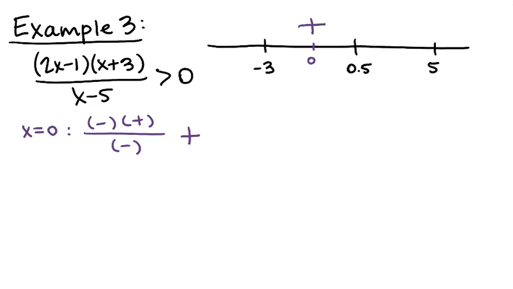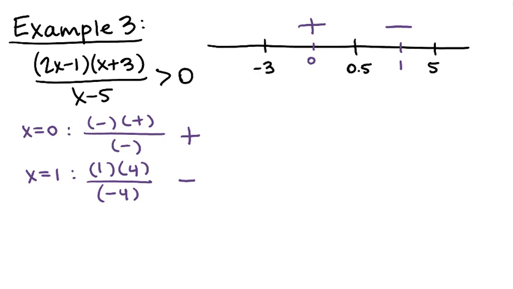And then a number between 0.5 and 5, I'm going to choose x equals 1. So when x equals 1, I've got 2 minus 1 is 1. 1 plus 3 is 4. Over 1 minus 5 is -4. Sometimes you can just write positive, negative if you like, and you can put the actual numbers if that makes you feel better. It really doesn't matter. So I've got 4 over -4 is -1, which is a negative number. So it's negative through here.